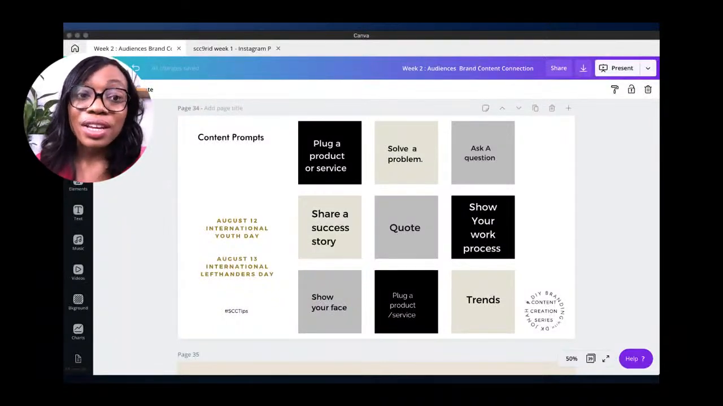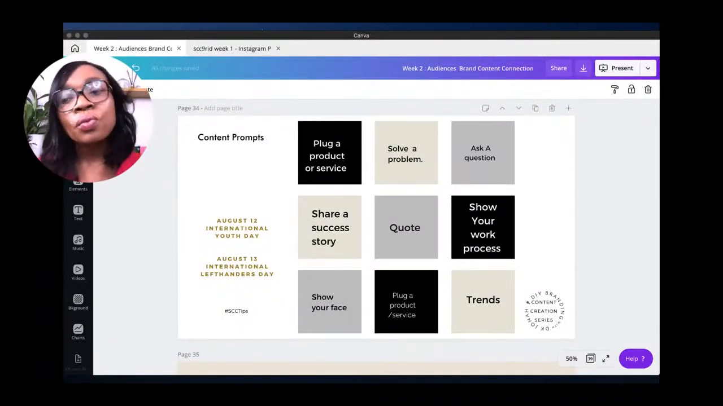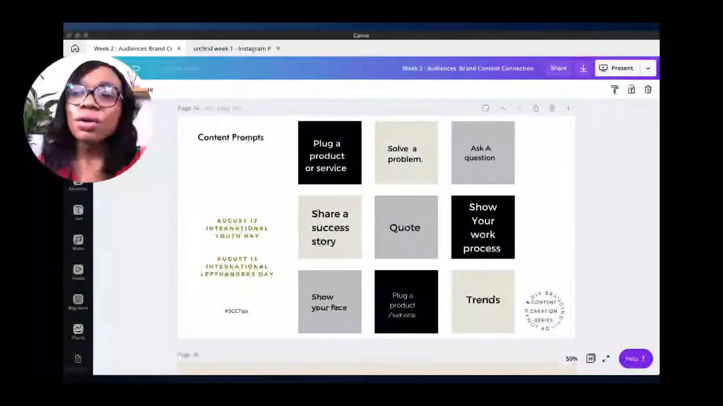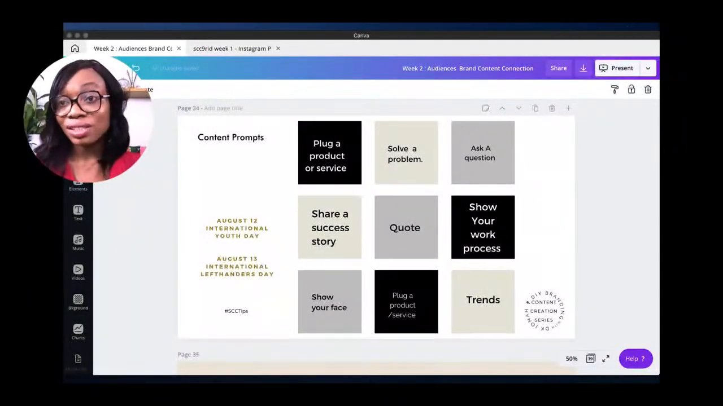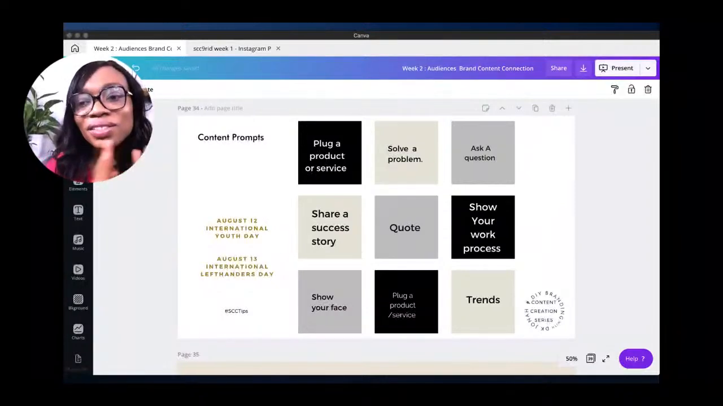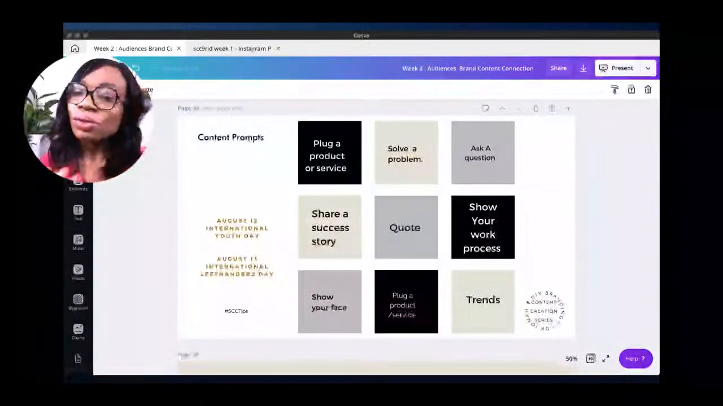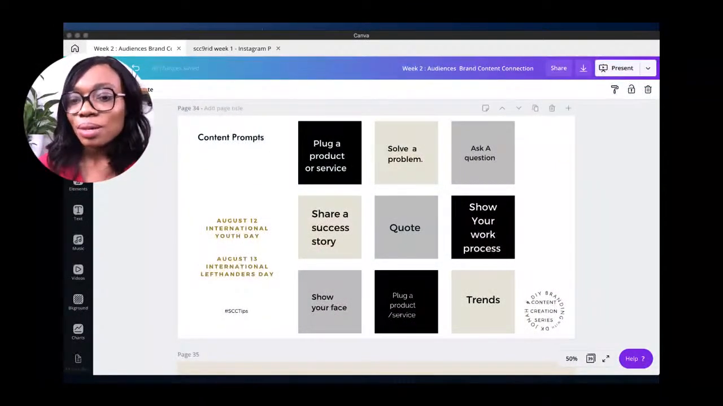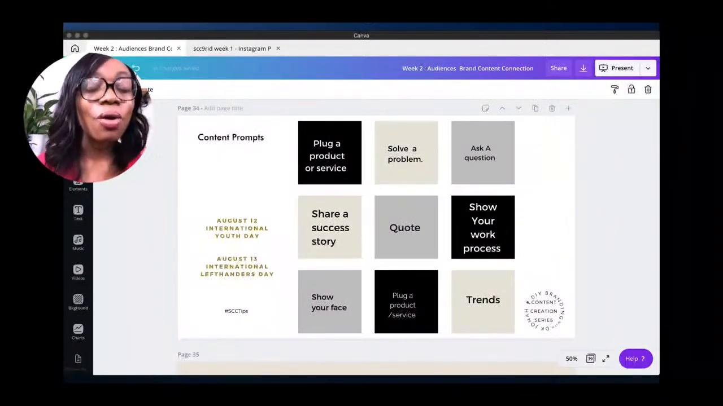Then I talked about trends, and I said, okay, there are two trends. So when it's a national holiday or international day, we should celebrate it and put a post about it. So there is International Left-Handers Day. I'm not left-handed, but I like left-handed people. So you could take that trend and create a post about it, and that is on the 13th of August.